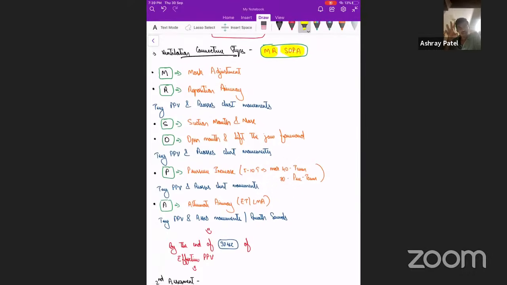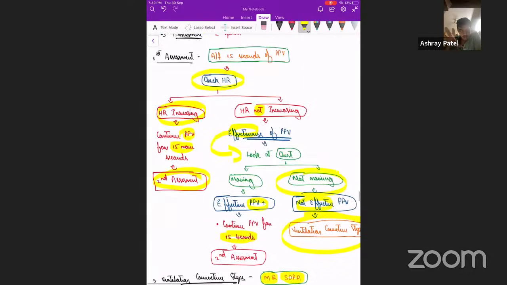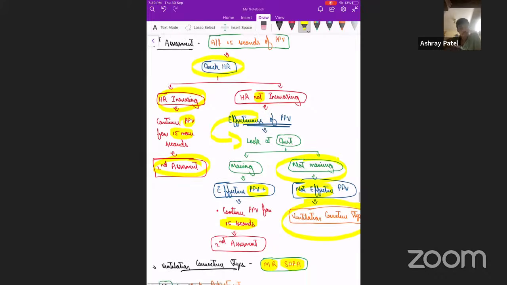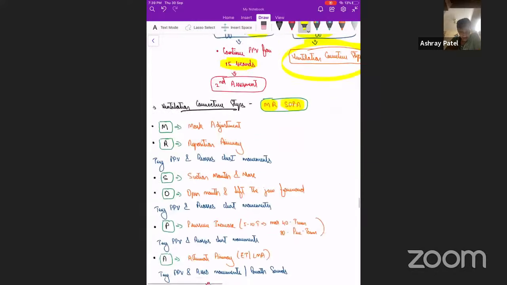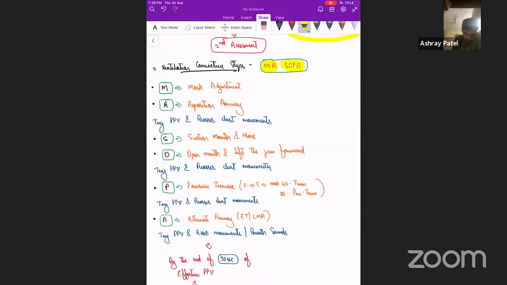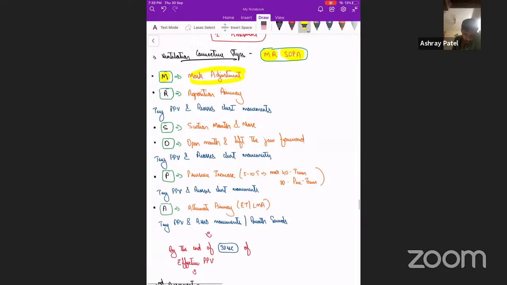So the case scenario arises that the baby did not cry, you've given the positive pressure ventilation, but the chest is not moving. That is when you take the ventilation corrective steps. First one is M. You adjust the mask. You look whether the size of the mask is adequate or not, and if there is some misposition of the mask, you adjust it. Next, you reposition the airway. You make sure that the head and neck are aligned, jaw thrust is given, and the tongue is not falling back.